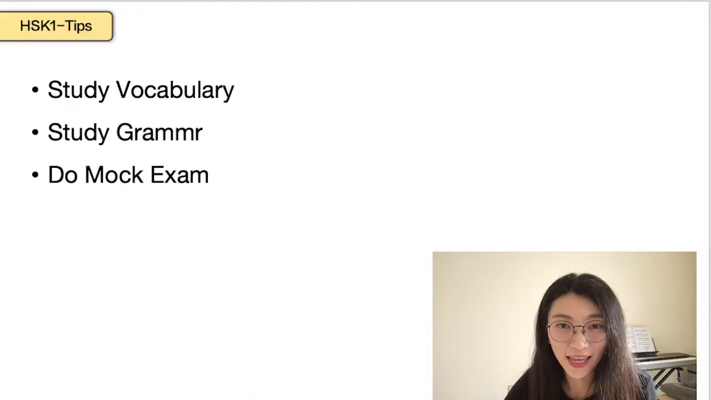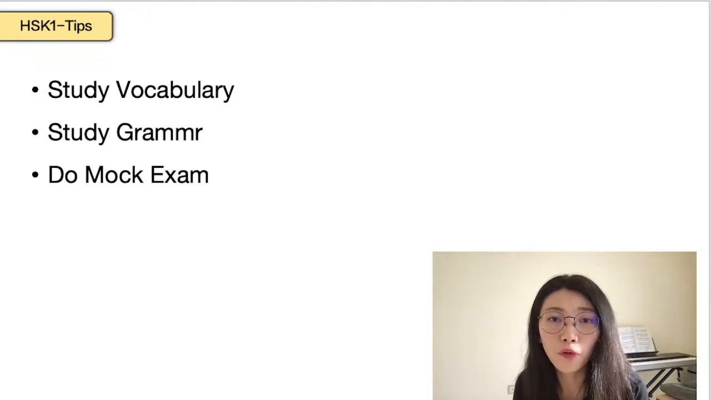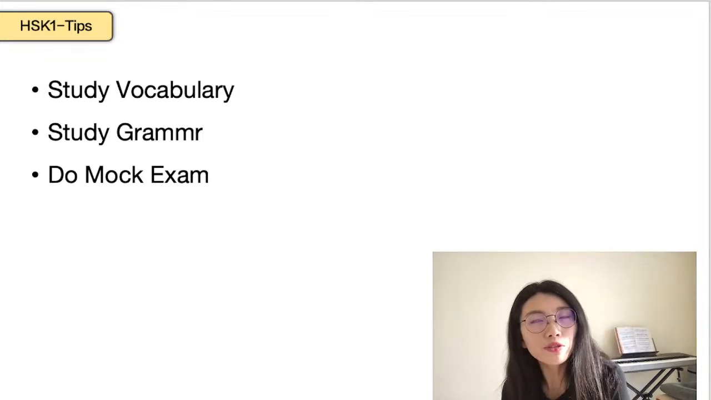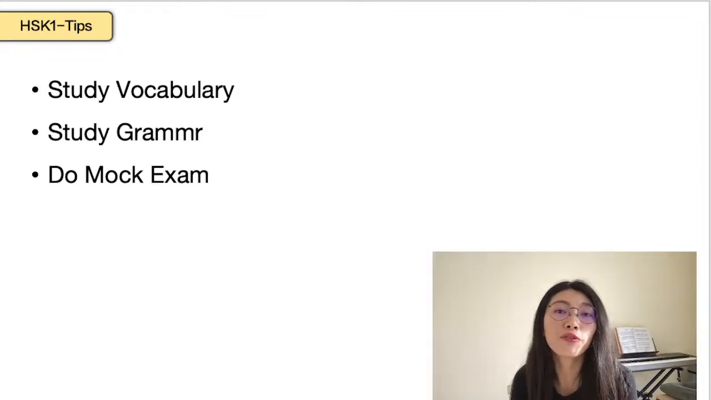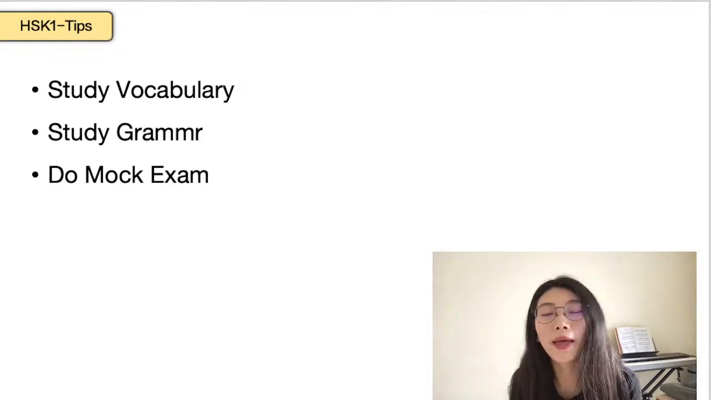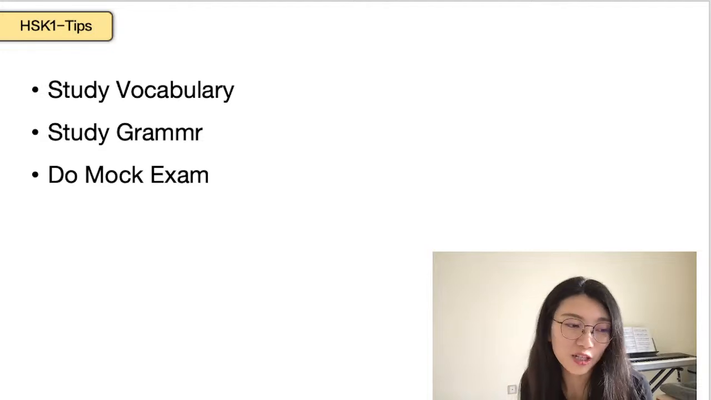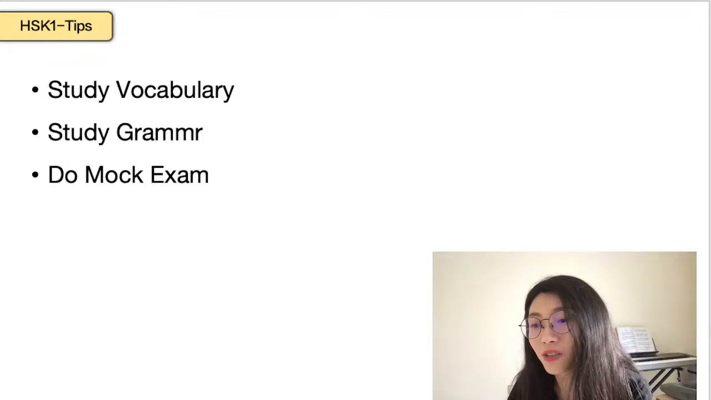So that's about HSK1. What I want to say is HSK1 is a basic level for beginners. Before you take the exam, what you need to do is study vocabulary. It has 150 vocabularies in total. Once you remember all of the vocabulary, you can pass the exam. Trust me. And then there are some grammars for HSK1. I remember it has 15 grammars in total.